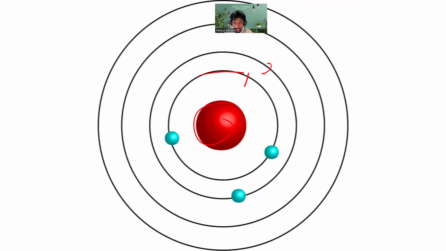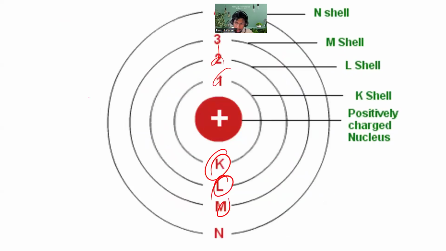Sir, can I mention them as 1, 2, 3, 4? We can use both of them. Do I have to study it as K, L, M, N for the exam? For the paper, the questions about the shells, sometimes they may mention them like 1, 2, 3, 4, or sometimes like K, L, M, N. But both are correct.